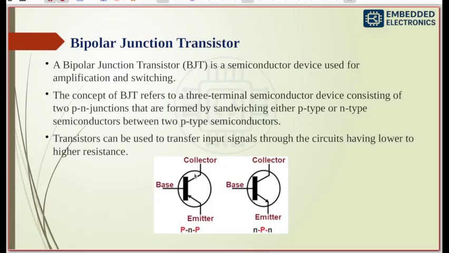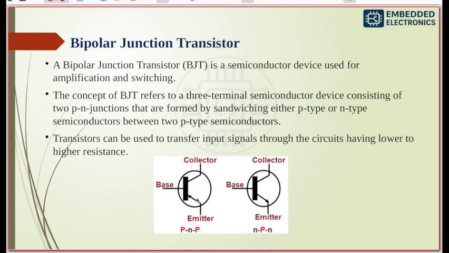It is a semiconductor device used for amplification and switching. It mainly consists of 3 terminals and 2 PN junctions that are formed by sandwiching either P-type or N-type semiconductors between 2 semiconductors of the opposite type. It is used to transfer an input signal through the circuit having lower to higher resistance.